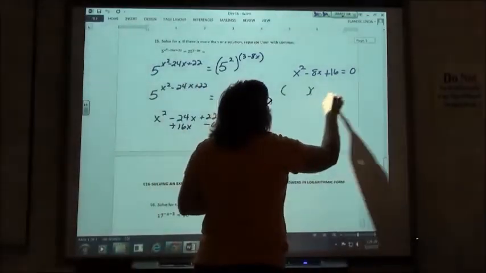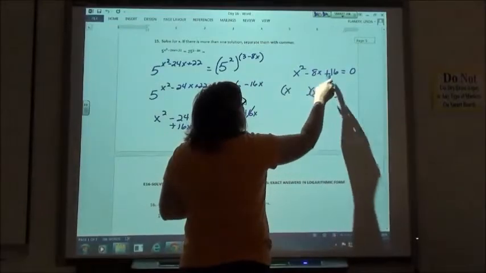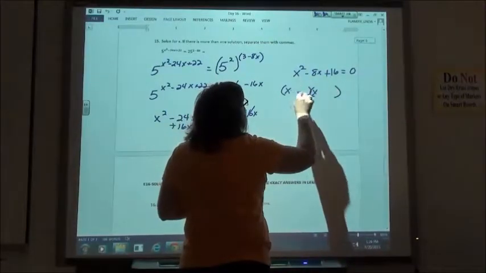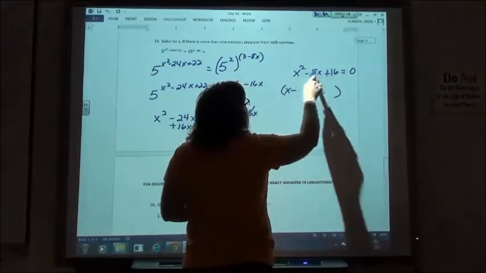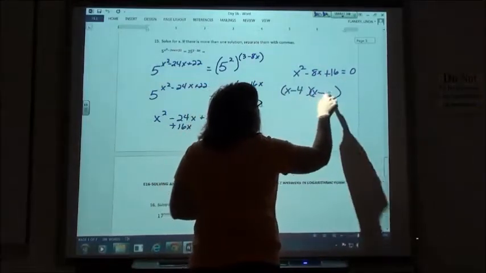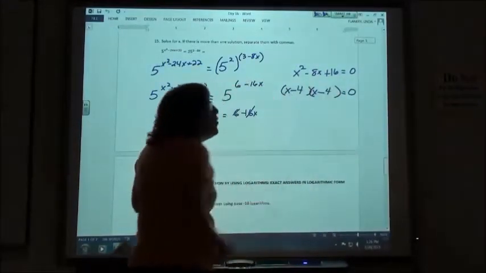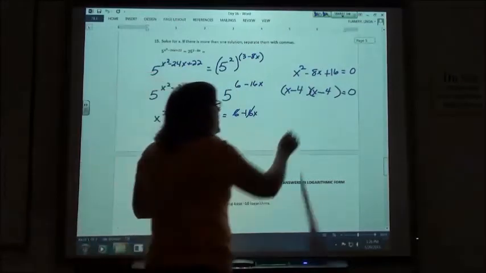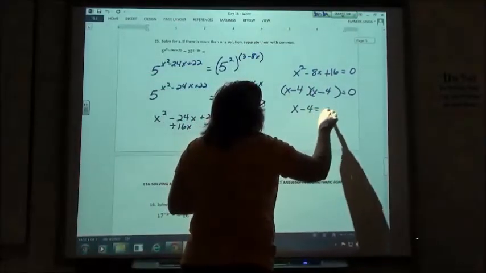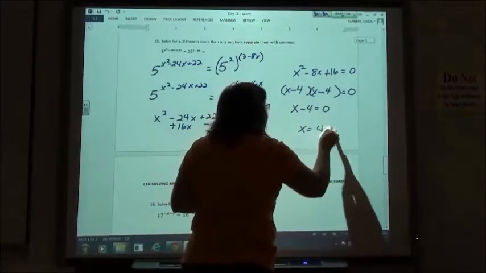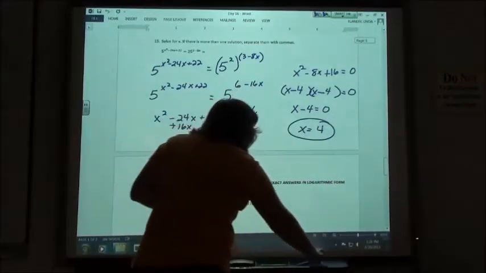Factoring x and x, since the end is positive, they're both same as the middle, a minus and a minus. Factors of 16 that add up to 8, 4, and 4. I have a double root, so that means I'm only going to have one answer. If x minus 4 equals 0, then x is going to equal positive 4, and that's going to be my solution.